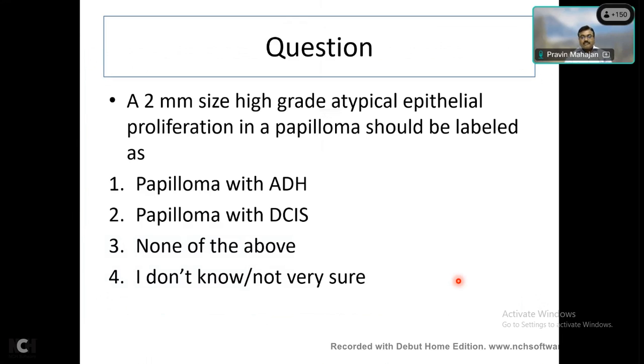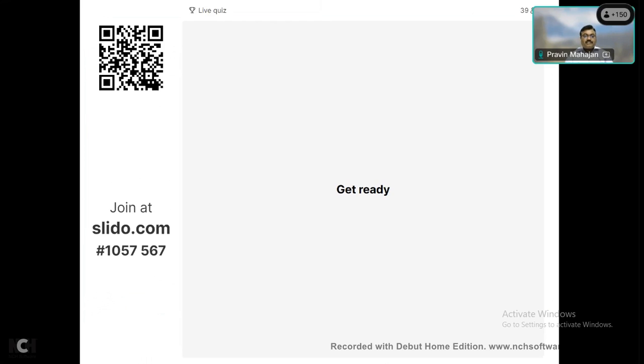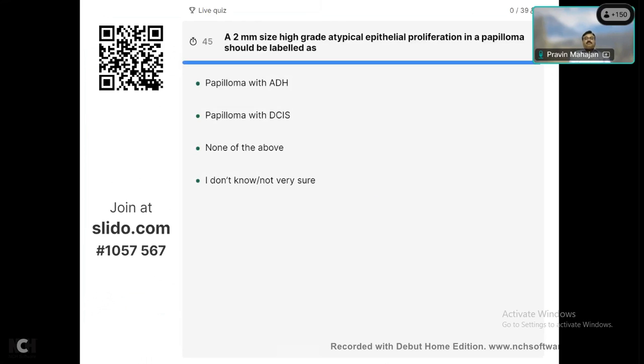Now we'll go to quiz question number 3, or quiz 3. So I'm going to launch. The question is: a 2 millimeter size high grade atypical epithelial proliferation in a papilloma should be labeled as papilloma with ADH, papilloma with DCIS, none of the above, or I don't know, I am not very sure. I can see people are also typing in the box, and we still have 15 seconds to go.